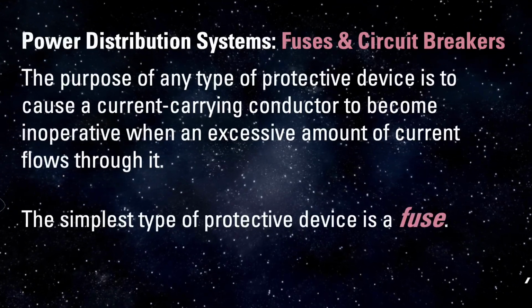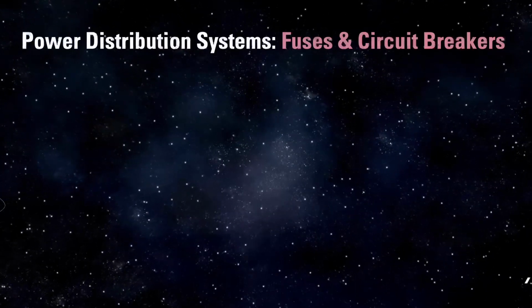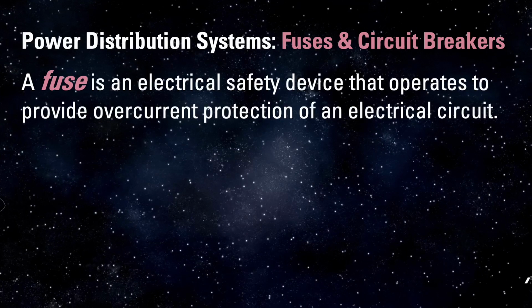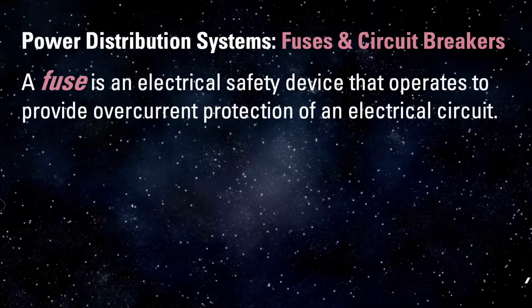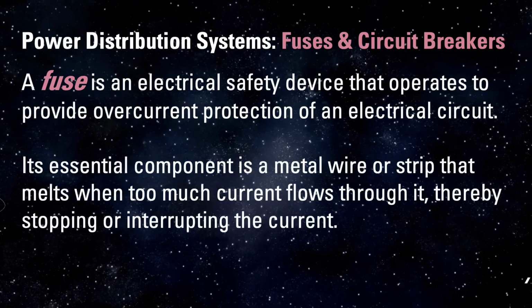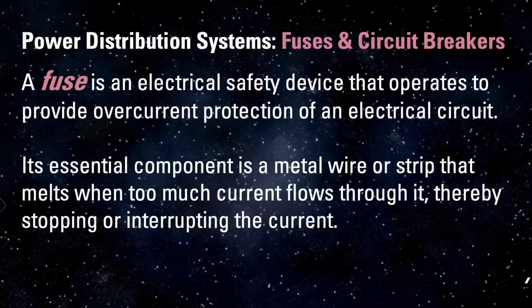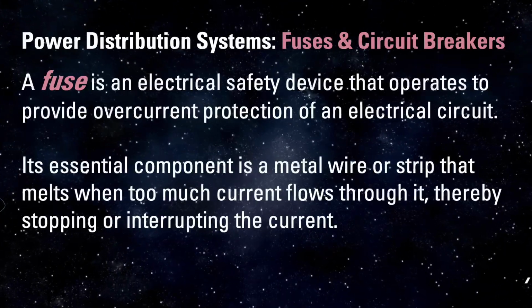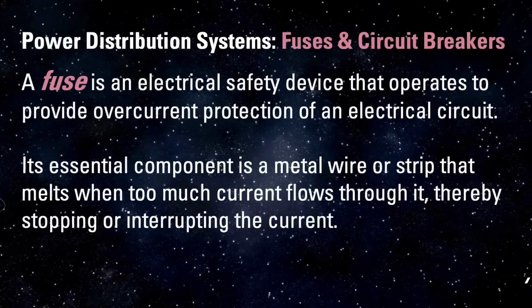The simplest type of protective device is a fuse. A fuse is an electrical safety device that operates to provide overcurrent protection of an electrical circuit. Its essential component is a metal wire or strip that melts when too much current flows through it, thereby stopping or interrupting the current.